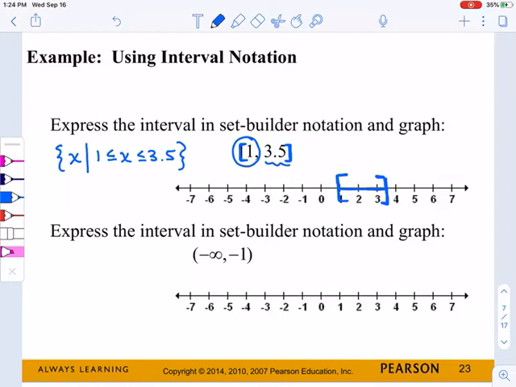If we were to look at the next one, it says express the interval in set builder notation and graph. We have negative infinity, and we have an open parenthesis at -1. So I'm going to go to the graph first. Open parenthesis at -1, and it is going to the negative infinity. So my set builder notation is going to say x such that x is less than, and it's not equal to because it's a parenthesis, so it's just x is less than -1.